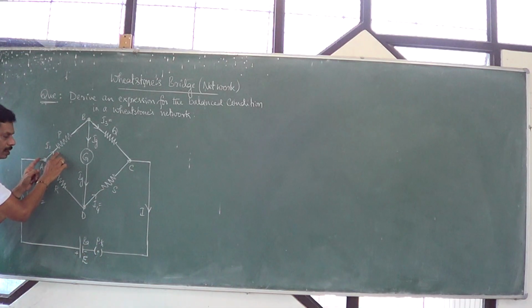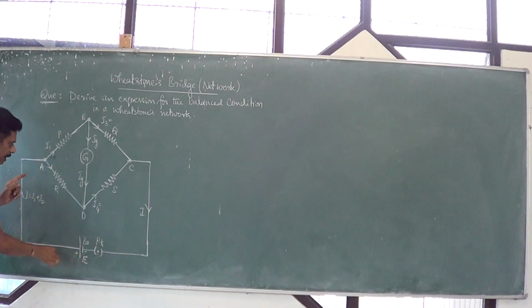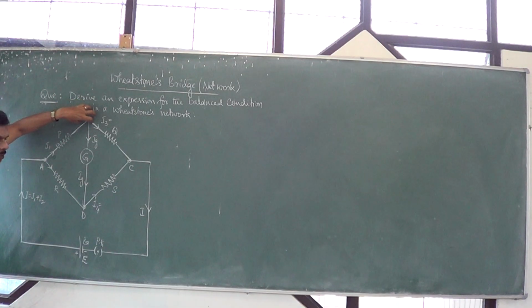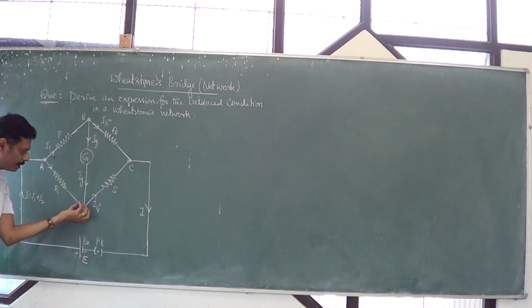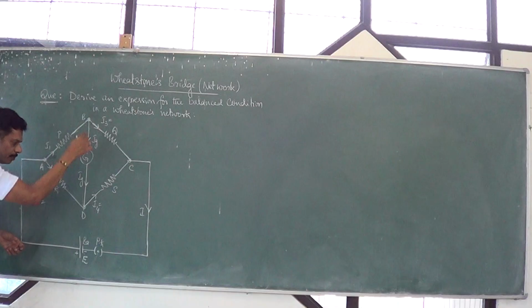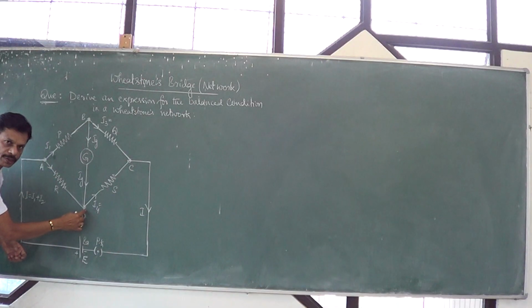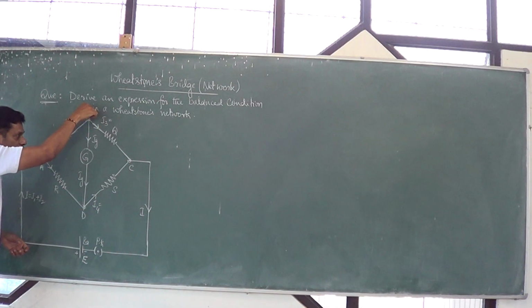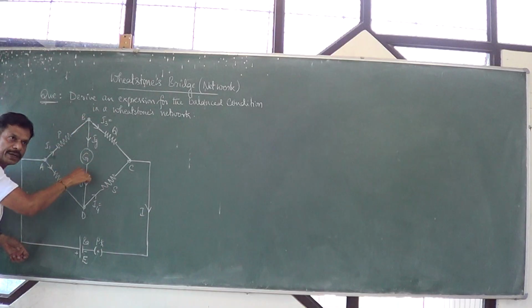And here, as soon as we connect a battery, there must be a potential difference for current to flow. Let us choose this point as having the higher potential and this point as having the lesser potential. B is having the higher potential, D is having the lower potential. Because of that, a current starts to flow from B to D.